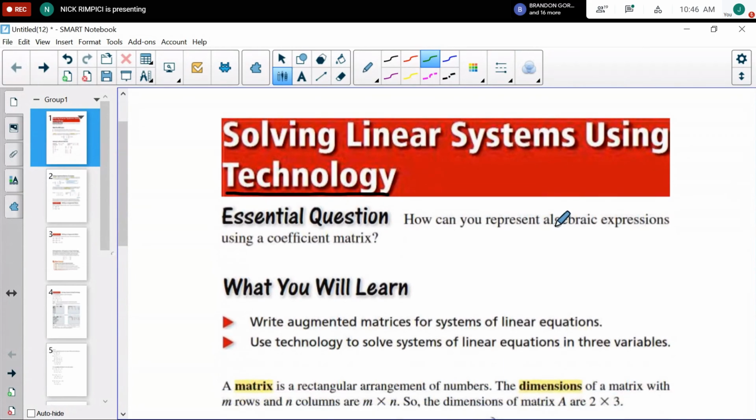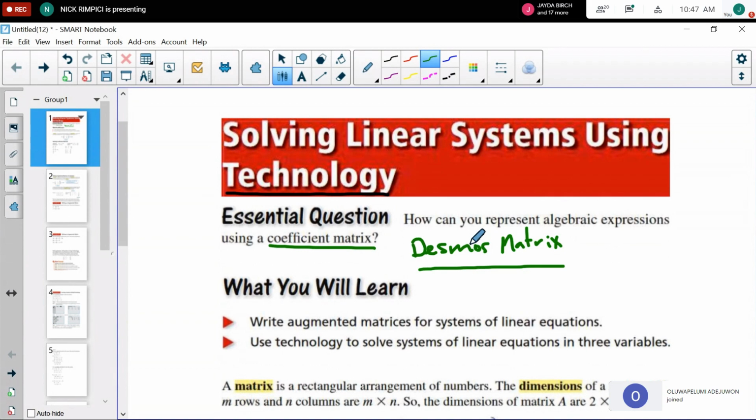So how can you represent algebraic expressions using a coefficient matrix? We did this yesterday in a sense. We solved a few problems using it. We're going to be using something called Desmos matrix, which you saw me do the other day. I selected this one because we're already using Desmos for other things, and it's very convenient and user friendly. It's also available as an app on your phone, or you can run it off an internet browser, the way I did yesterday. Just do a Google search, and it comes right up. That's why I chose this, for the ease of use.